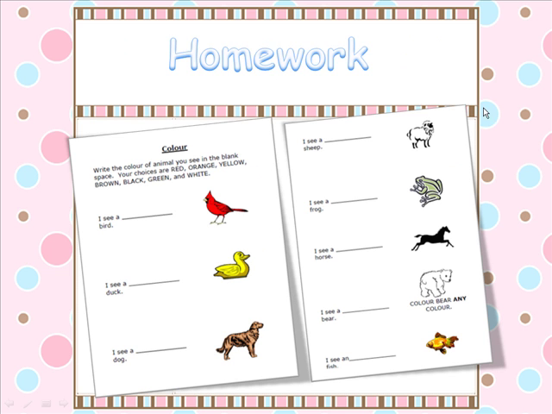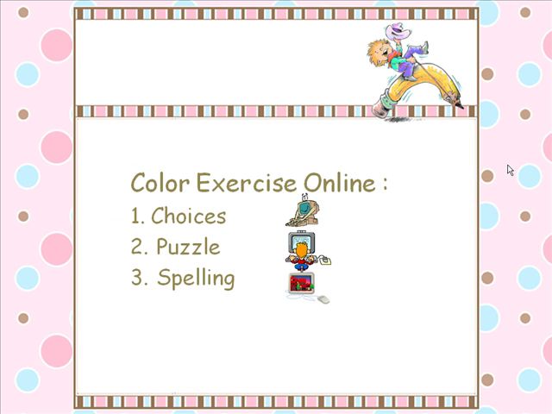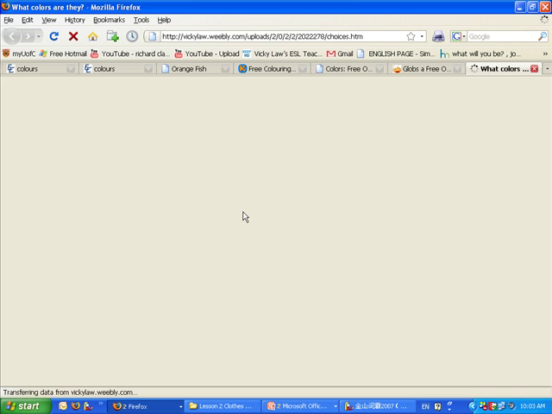Okay, this is their homework. It's some color sheets. Write the color of animal you see in the blank space. You have choices like red, orange, yellow, brown, black, green, and white. And the next group of exercises are online. So when they go home, they can log on to internet and practice those exercises.